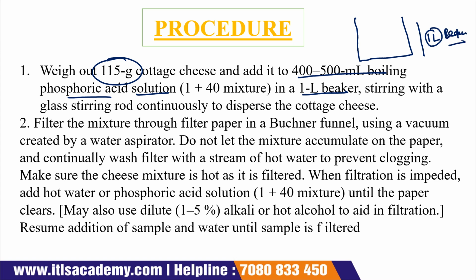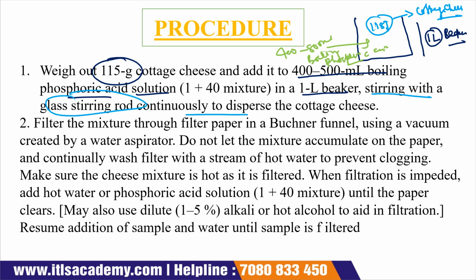Now into it, what should you have to do? You have to add 400 to 500 ml boiling phosphoric acid. Then after that, you have to also add 115 gram of this cottage cheese. Then you have to continuously stir it with the glass stirring rod so that the cottage cheese is dispersed.